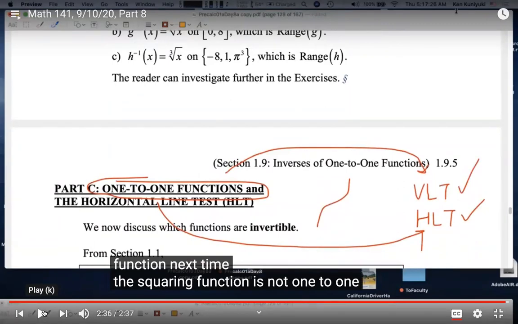Any questions about the cubing function and why it's one-to-one? Passes the VLT, passes the HLT. Graph passes both tests. Nice loop-to-loop. All right.